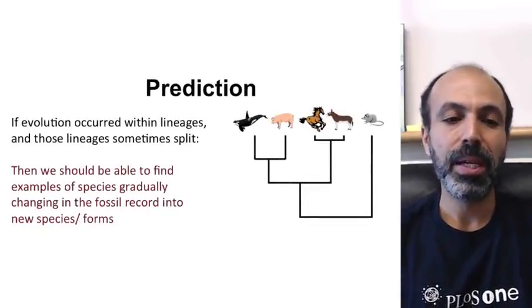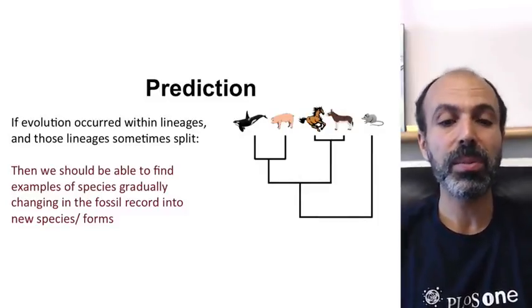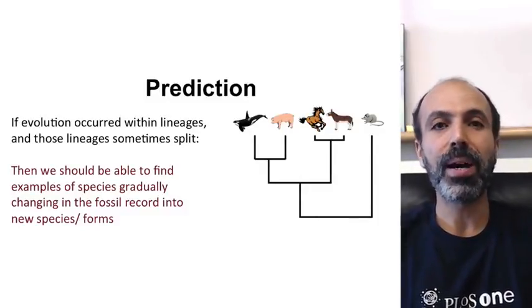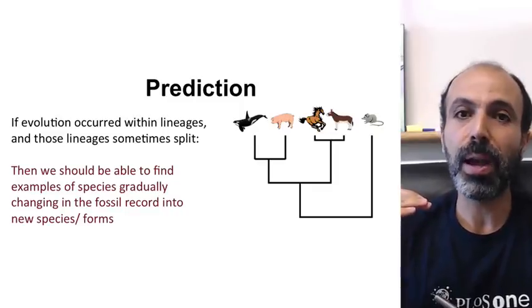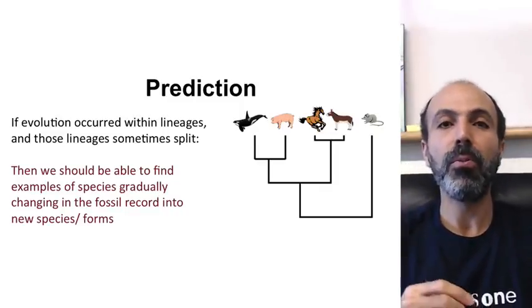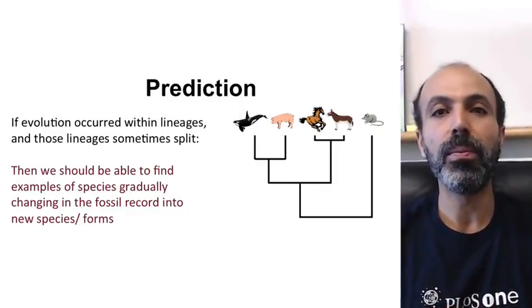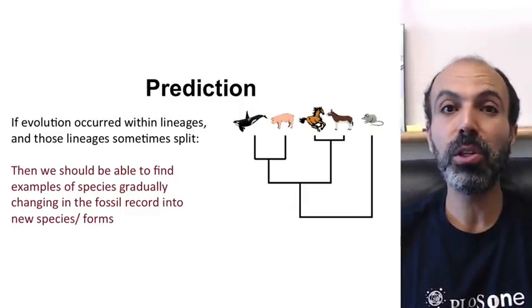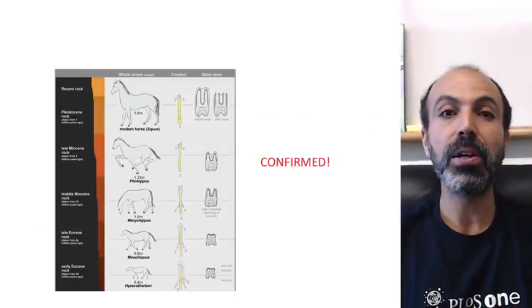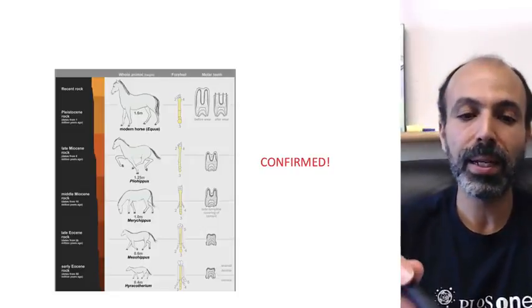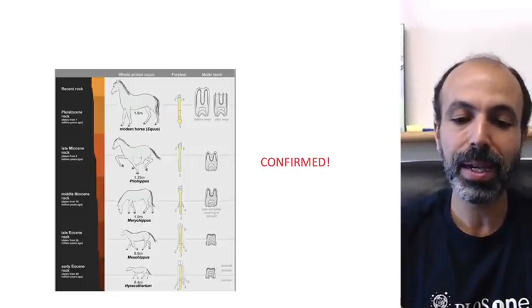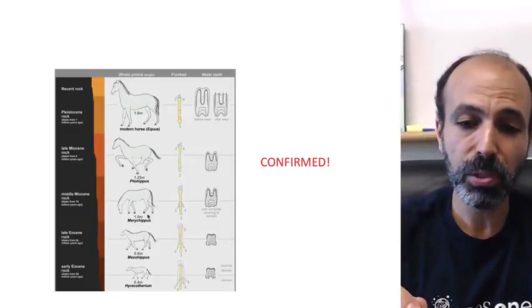Here's another one. If evolution occurred within lineages, and those lineages sometimes split, we should be able to find cases of species gradually changing in the fossil record from one form into another form. And in fact, I've actually already shown you the answer to this in the case of horse evolution. When we look at ancient horse forms going back in time, we see this. We see all these sorts of transitions there.